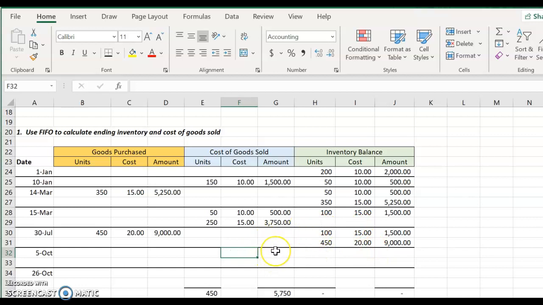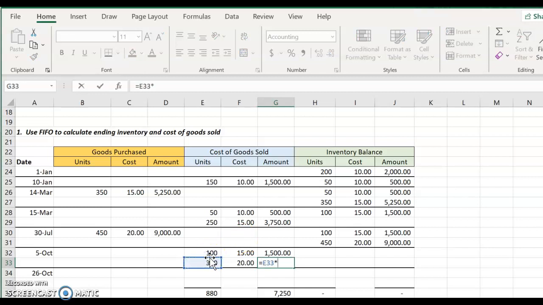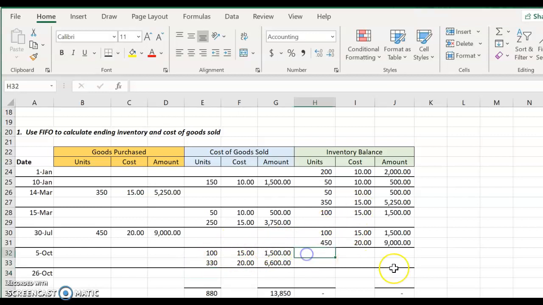we're doing FIFO, so I'm going to sell out of the 100 at 15. Oops, I'm off a column, 100 at 15. And I'm selling a total of 430, so I'm going to sell 330 of the $20 equals 6,600. So none of the $15 remaining. Of the $20, I have 450 minus 330, 120 at 20.